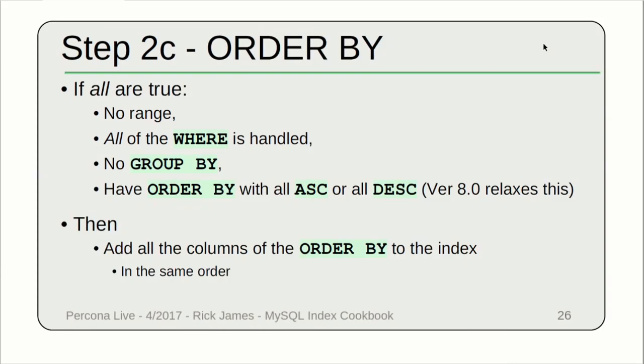If there was no range, all the wheres are handled, and there's no group by, this is not quite right. If the order by is identical to the group by, then those two have essentially been merged together and are done in the optimizer simultaneously. So I'm not quite right here, but anyway. If the order by has everybody ascending, good. If everybody's descending, good.